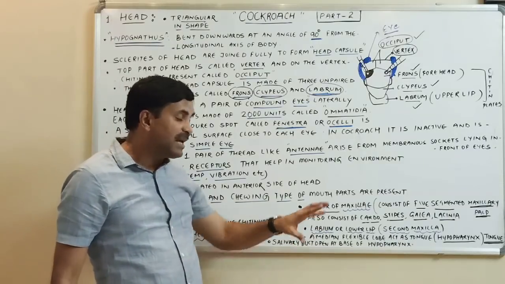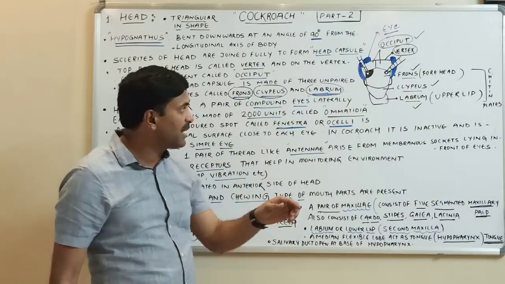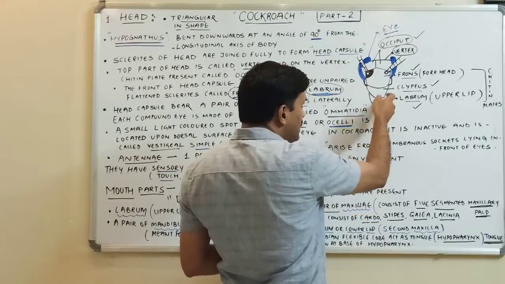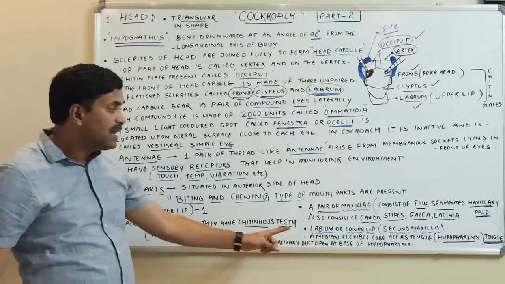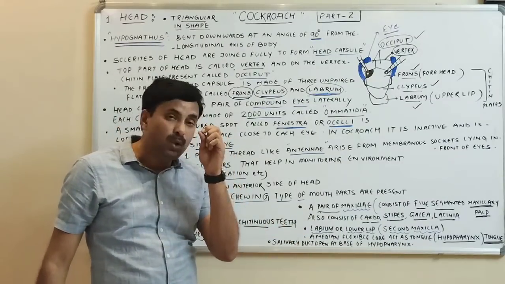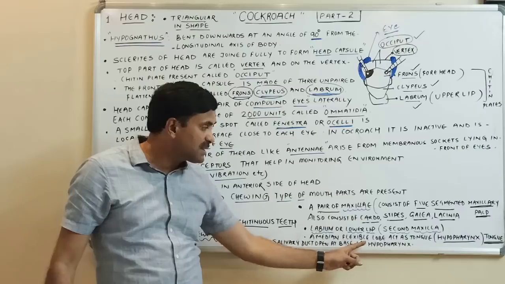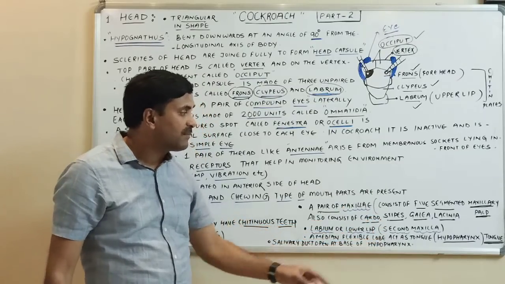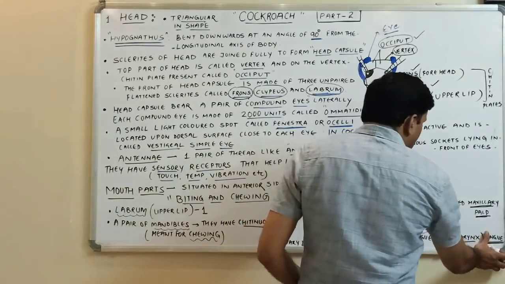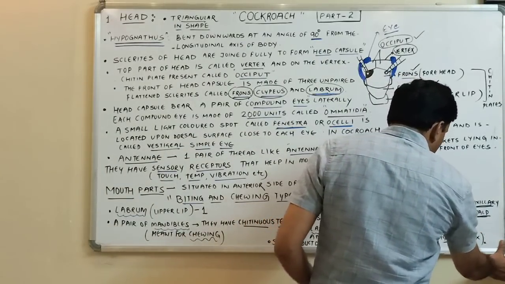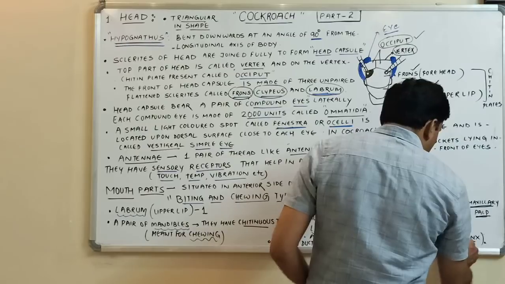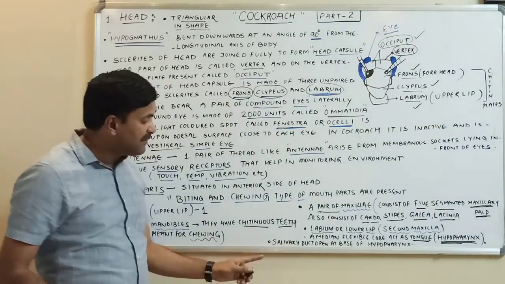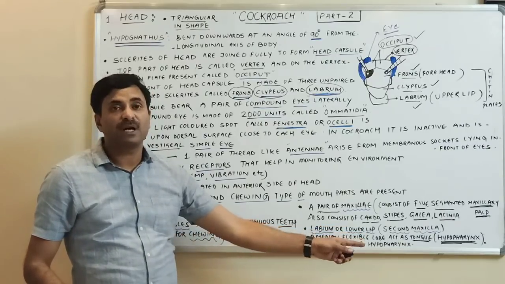If this is the labrum, then the labium will be present here. In between these mouth parts, a median flexible lobe is present, which acts as the tongue. That's why I have written the hypopharynx. The term hypopharynx here is used for the tongue, and salivary ducts open at the base of the hypopharynx.